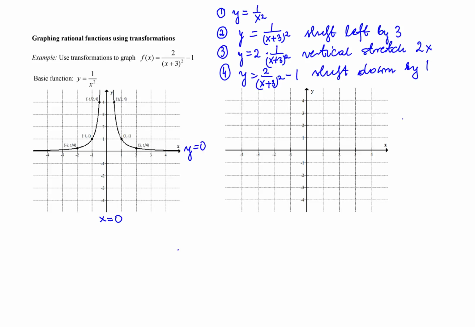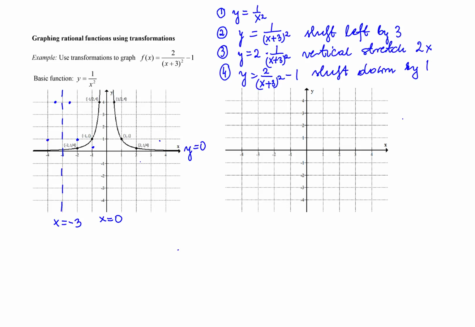Now if I will be moving the graph to the left by 3, then the only asymptote that will move is the vertical asymptote. So I will start my graph with that new position of the asymptote. The asymptote is x equals negative 3 right now. And now every point on the graph of the basic function is moved 3 units to the left. So the point negative 1, 1 will move to the point negative 4, 1. Point negative 1/2, 4 is going to move to the point negative 3 halves, 4. Point 1/2, 4 is going to move to negative 2 and a half, 4. The point 1, 1 is going to move to the point negative 2, 1. And the point 2, 1/4 is going to move to the point negative 1, 1/4.